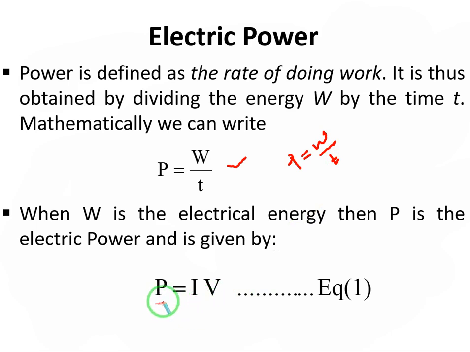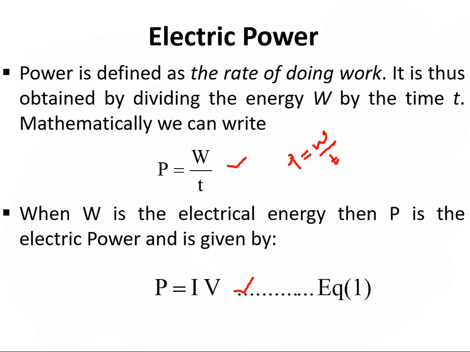So in electrostatics or electromagnetism, power is always equal to voltage multiplied by current. This is our basic formula for electricity, for electromagnetism, and for power. So P is equal to VI, or P is equal to IV. Simply, P = VI.